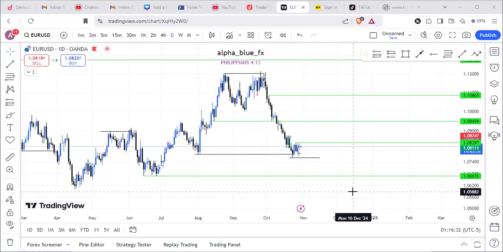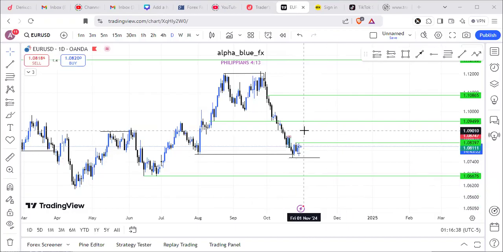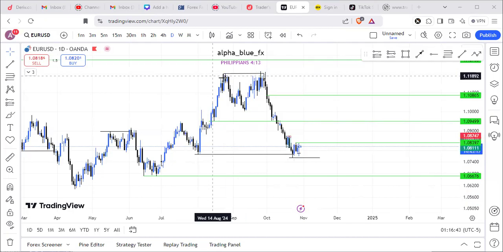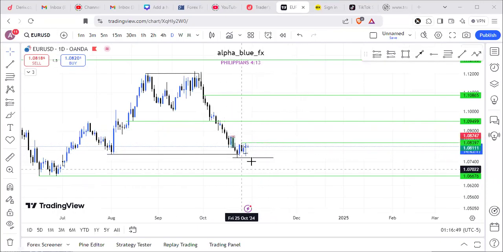So let's do a very quick analysis on Euro USD, GBP USD, and gold. This is Euro USD on the daily time frame. Euro USD has been very bearish since it took out this high at this point right here. But then, as it came and took out this low here, you will notice that it has just been ranging, dancing around.